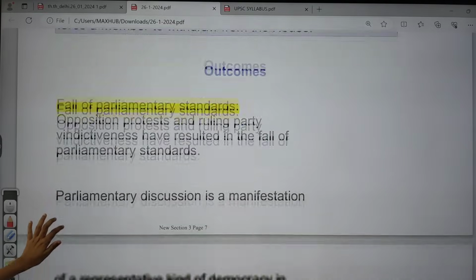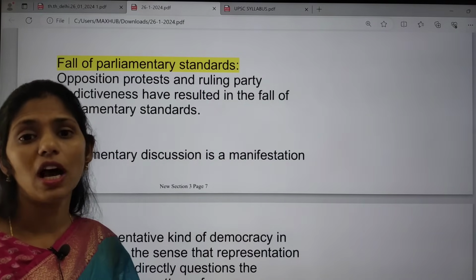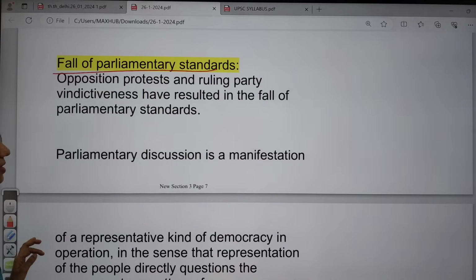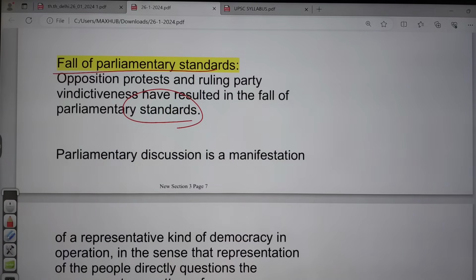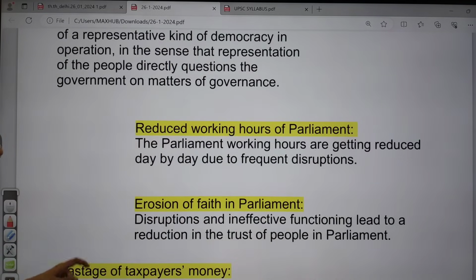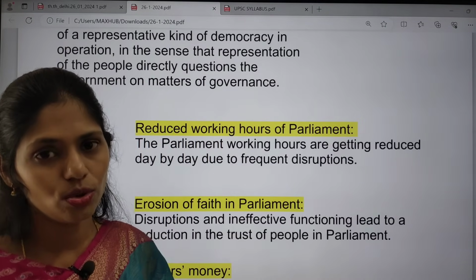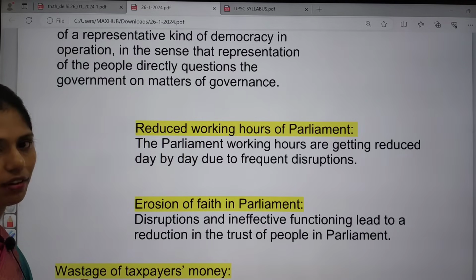So what are the outcomes? If parliamentary disruptions are happening, what will be the impact? What will be the possible outcomes? First, it leads to a fall of parliamentary standards. Opposition protest and ruling party vindictiveness have resulted in the fall of parliamentary standards. And parliamentary discussions will be affected. Parliamentary discussions are very, very important for proper governance. But if there are no discussions, that will lead to the fall of governance.